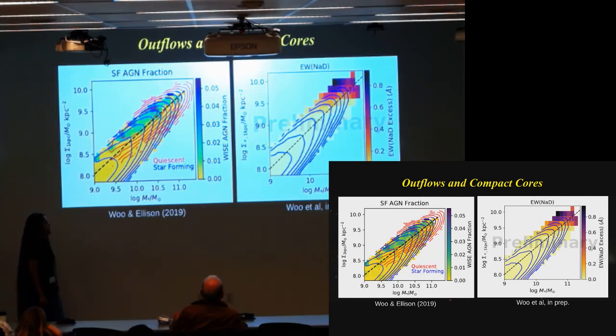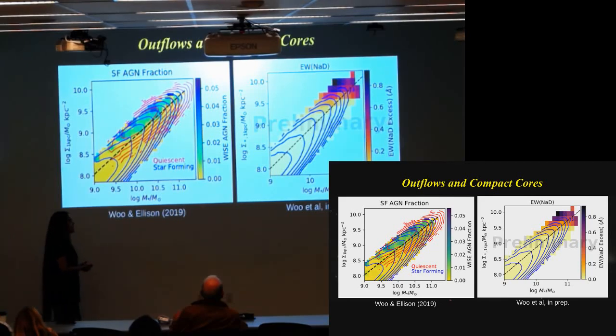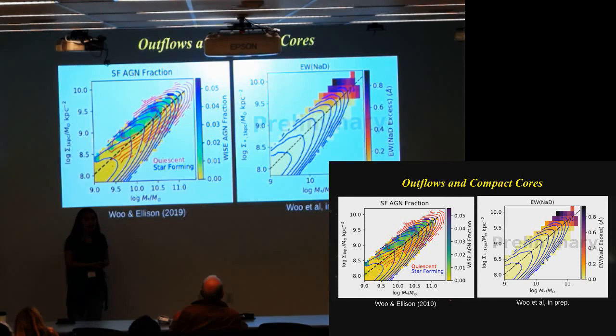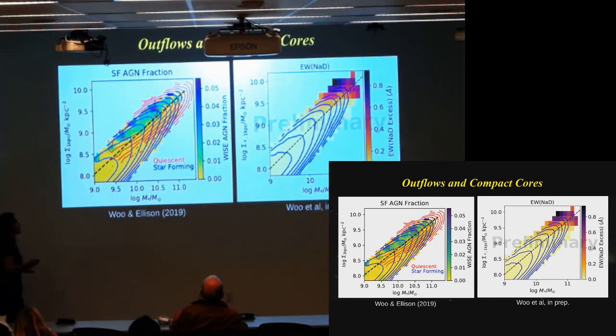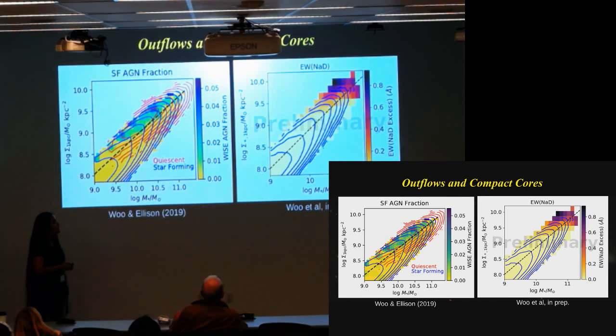So we measured the equivalent width of the sodium D excess, so the extra sodium D absorption that you need in order to fit the spectrum. And what you see is that the sodium D equivalent width is higher in the higher part of the plot. So galaxies with denser cores tend to have more prevalent winds or outflows. We did also check the velocities. I won't show that plot right now, but they tend to be between 100 and 150 kilometers per second blueward.